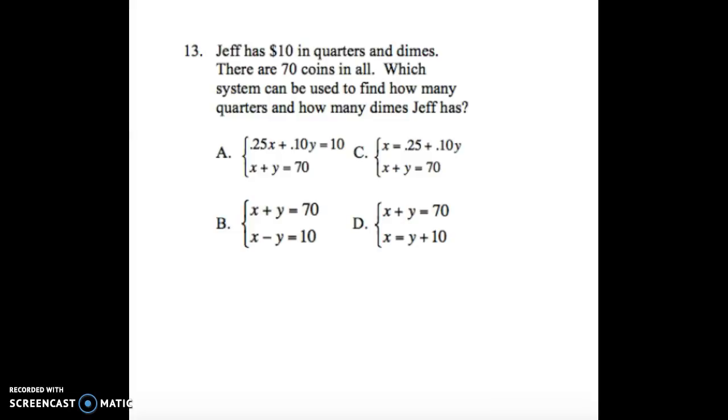Number 13, Jeff has $10 in quarters. There's 70 coins in all, right? Which system can be used to find out how many quarters and how many dimes Jeff has? Remember, you have two totals. You have a total amount of money and a total amount of coins. So you always want to equal those two totals.